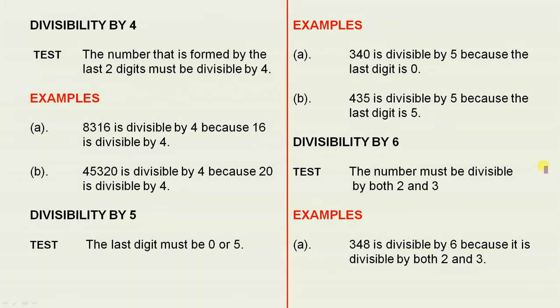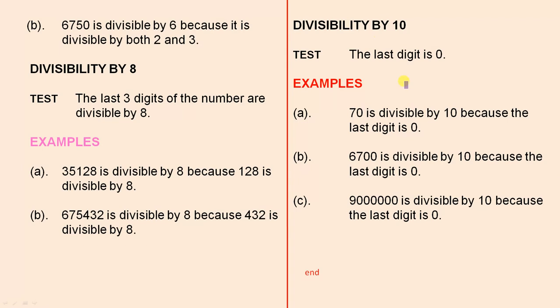Divisibility by 6. The number must be divisible by both 2 and 3. So 348 is divisible by 6 because it is divisible by both 2 and 3. It's an even number, so it's divisible by 2, and when you add the digits up you get 15, which means it's divisible by 3. Hence it is divisible by 6. And the second example, 6,750 is divisible by 6 because it is divisible by both 2 and 3.